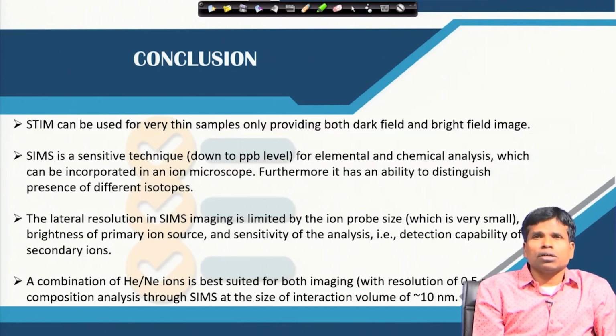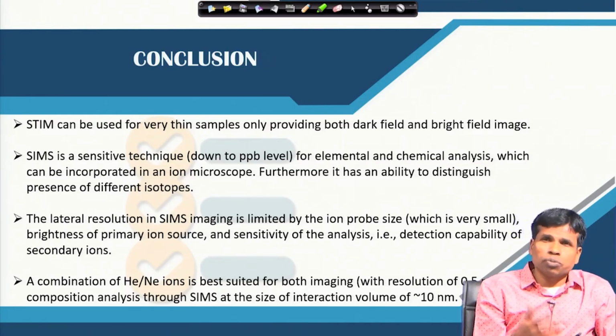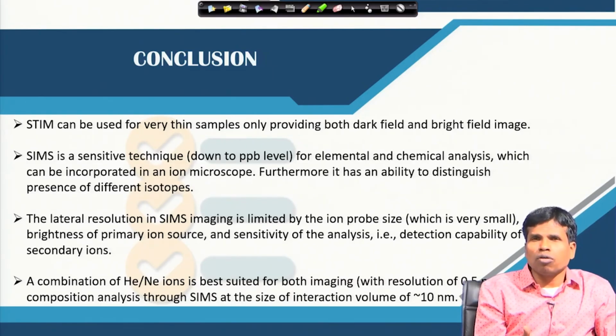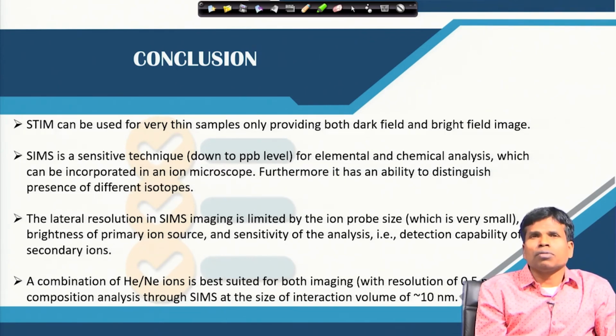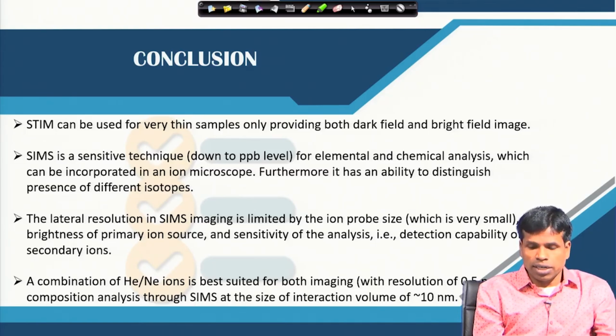But helium ion is not capable enough to sputter away the surface atoms, and therefore the useful yield is very low, and thus helium ions are not enough for microanalysis or composition analysis. For that, one has to attach other heavy ions such as neon or argon; some other ions such as gallium can also be used. This is important for microanalysis for measuring the elemental composition or chemical analysis to an interaction volume of 10 nanometer.